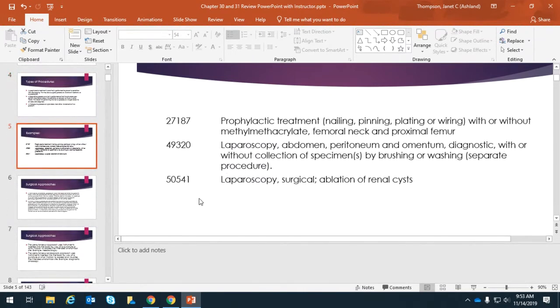These are 3 different codes. We're not going to turn to these, but this is just to show you the difference in the description. Prophylactic treatment of a femur, pinning, plating, or wiring. Laparoscopy abdomen that collects specimens. And laparoscopy surgical ablation of renal cysts. It's a complete destruction of kidney cysts.